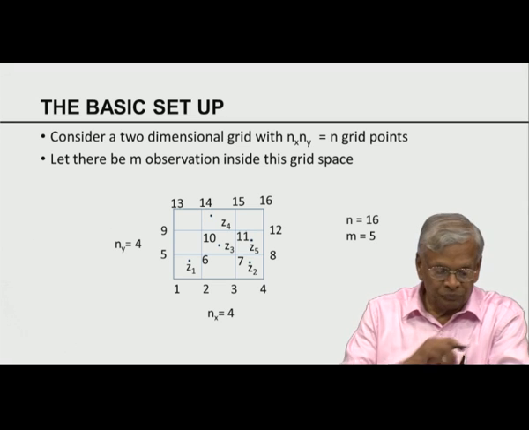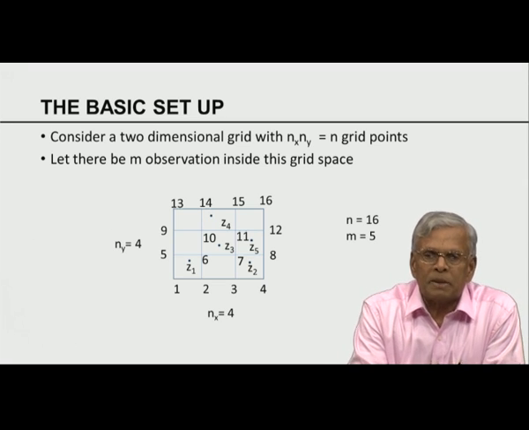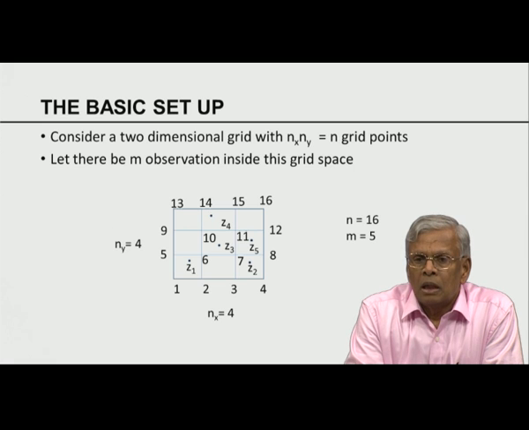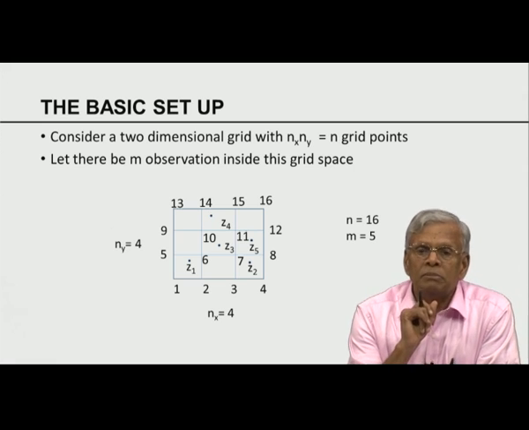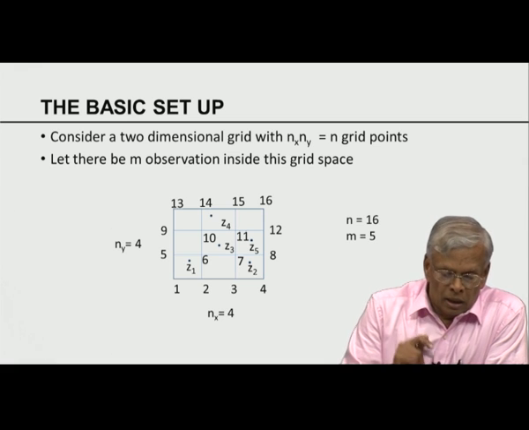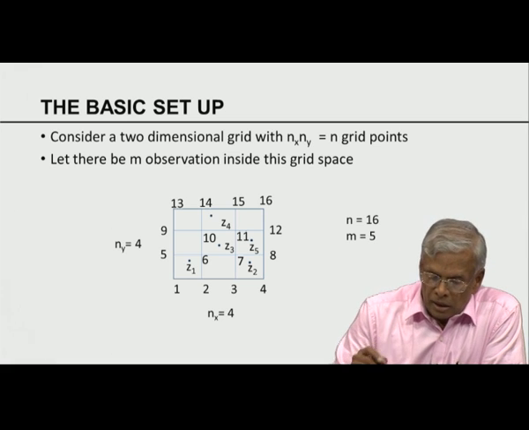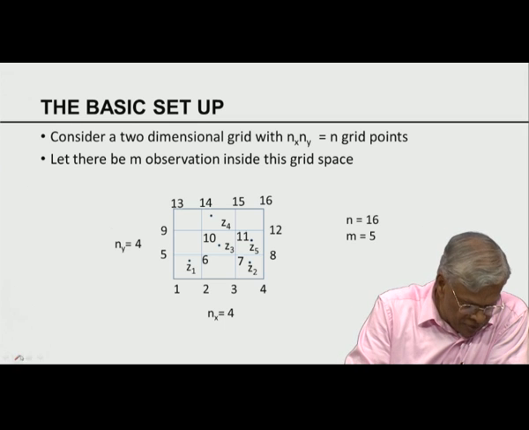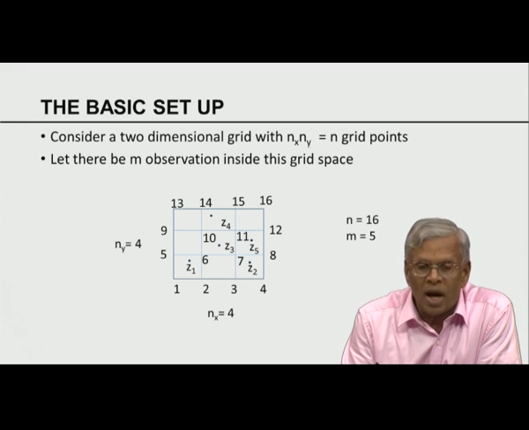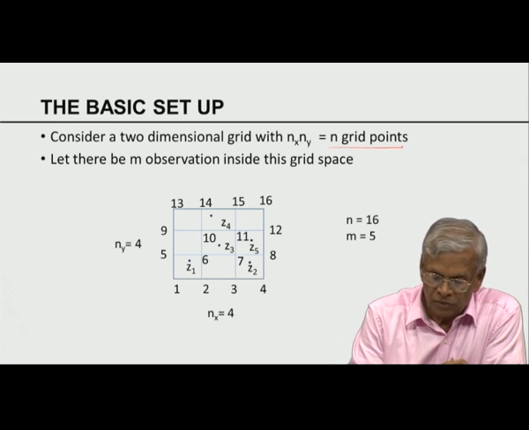What is the basic idea of this method called optimal interpolation? I am going to illustrate this notion using a simple 2D grid problem. It can be extended to a 3D grid as well. Consider a 2-dimensional grid with nx times ny number of points. nx is the number of points along the x direction, ny is the number of points along the y direction, and n is the total number of grid points.